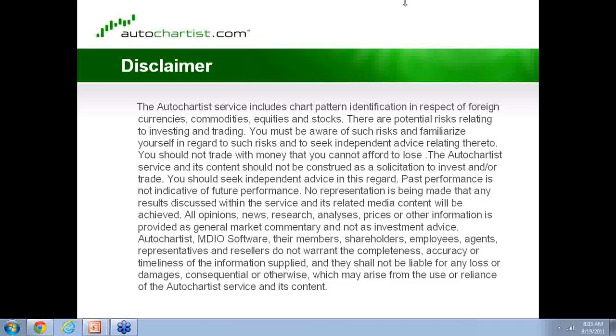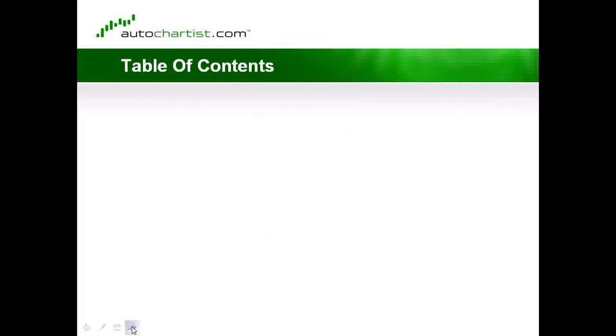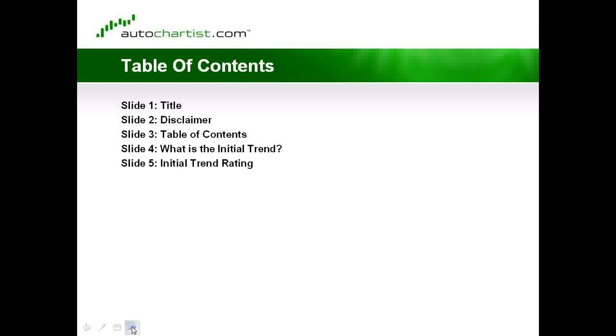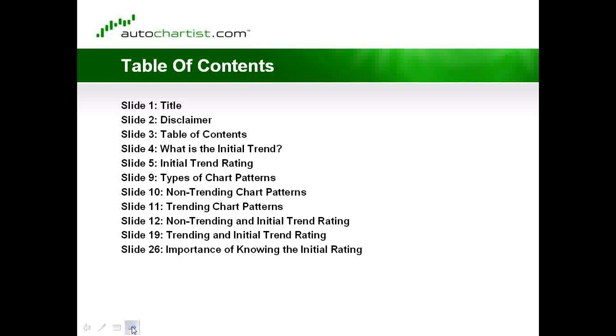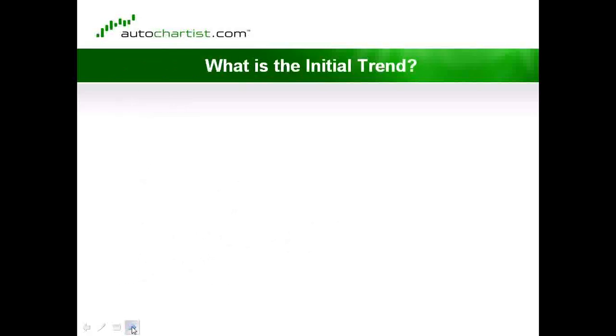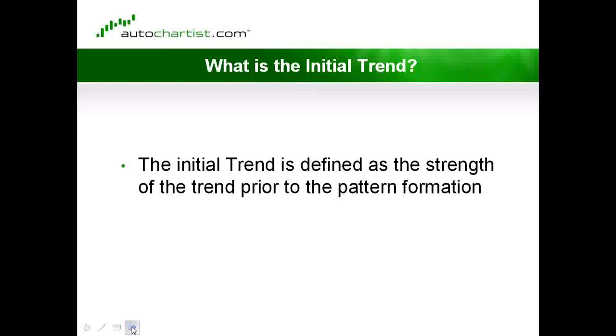Okay, that being said, we'll move on to our next screen, and that is the table of contents. The first subject matter we're going to look at today is what the initial trend is, and then we're going to move on to the AutoChartist initial trend rating, the types of chart patterns, and talk about non-trending chart patterns, trending chart patterns, and their relationship with the initial trend rating, and the information you can garner from that quality indicator. We'll talk about the importance of knowing the initial trend rating, and we'll show an example of a weak trend and a strong trend, and we'll move to the live data after that.